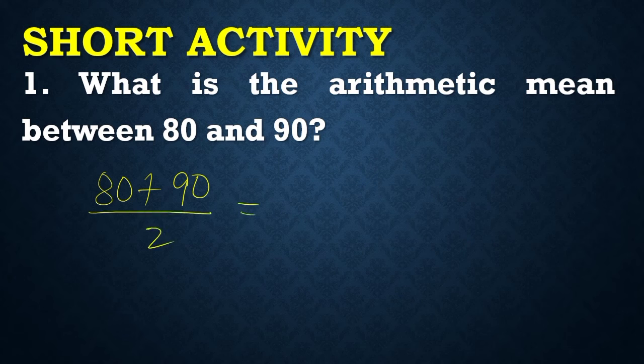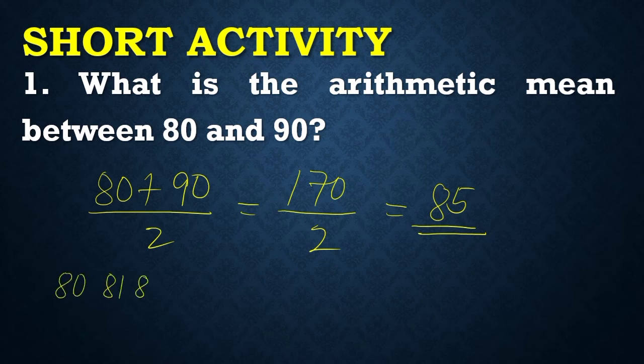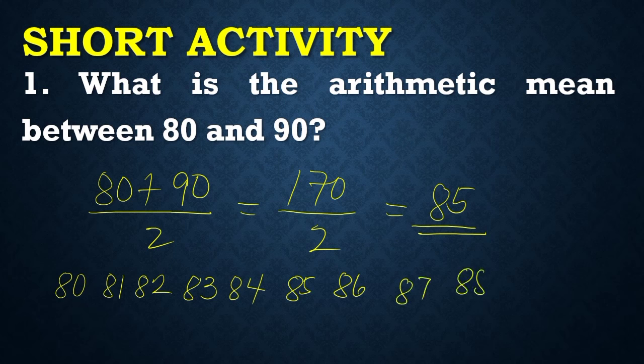So what is the sum of 80 and 90? That is 170. Then divided by 2, that is 85. Okay, so this is the arithmetic mean between 80 and 90. So kung ililista natin sila, 80, 81, 82, 83, 84, 85, 86, 87, 88, 89, and 90. So yung una nating number, which is 80, and then yung 90 naman, yung ating last term. And then yung pinakagitna na arithmetic mean natin ay 85.